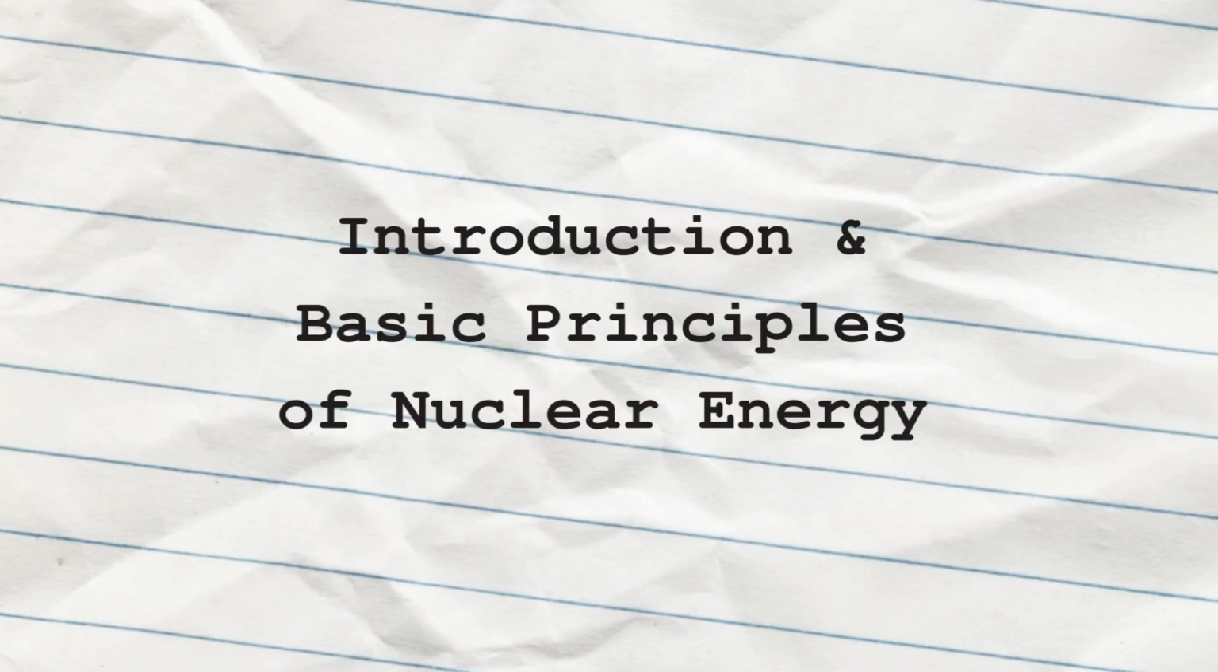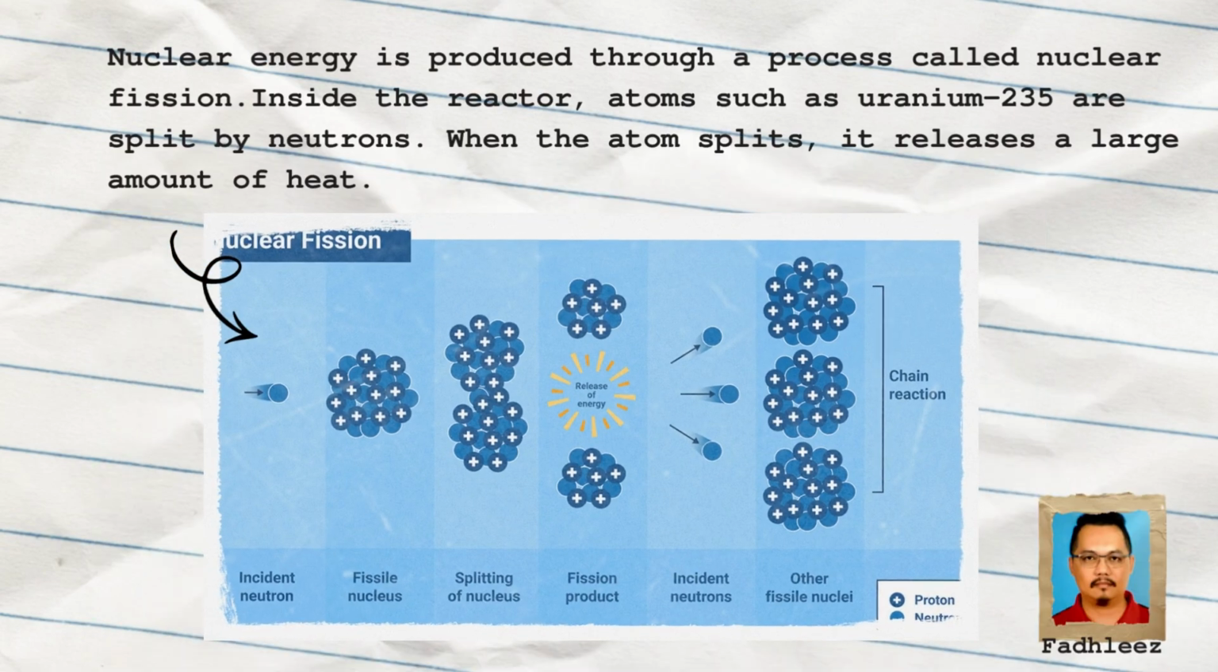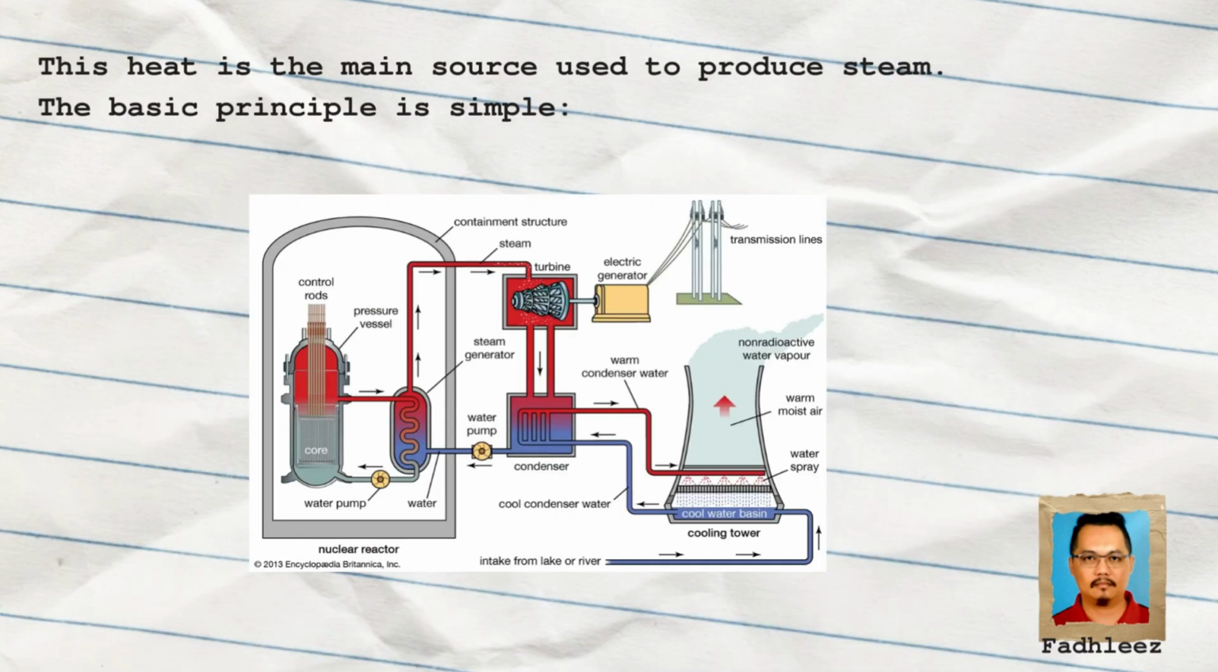Introduction and basic principle of energy. Nuclear energy is produced through a process called nuclear fission. Inside the reactor, atoms such as uranium-235 are split by neutrons. When the atom splits, it releases a large amount of heat. This heat is the main source used to produce steam.